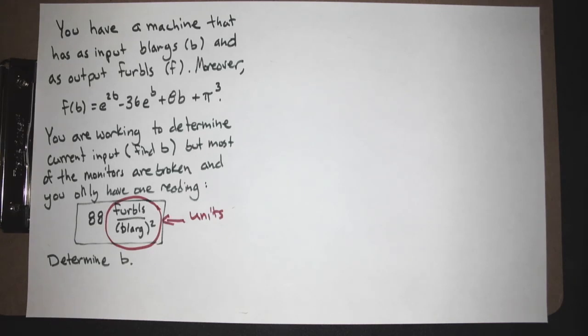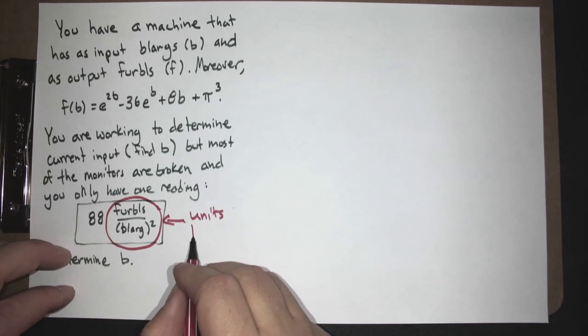Right, it's like over something squared. So you can work by analogy. It's like, well, what if furbles were meters and blargs were seconds? And it's like meters per second squared. So you use the word acceleration. What's another thing we could call it? Second derivative. So the units tell us second derivative.